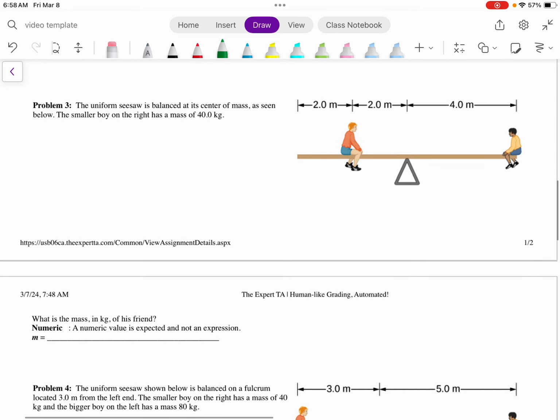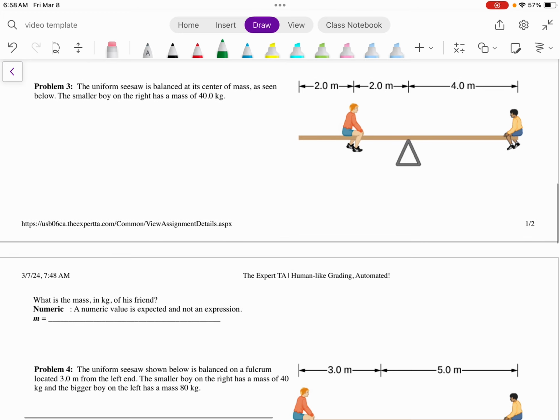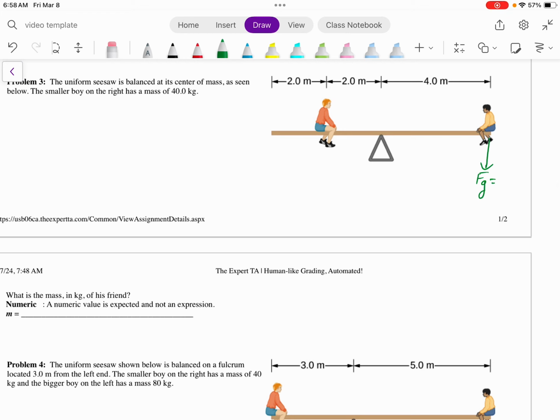Number 3, the uniform seesaw is balanced about its center as seen below. The smaller boy on the right-hand side has a mass of 40 kilograms. So the force that's pushing down on the board right here is mg, which is equal to 40 times 9.8.